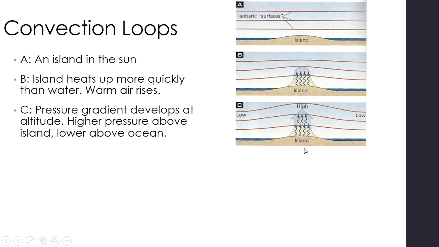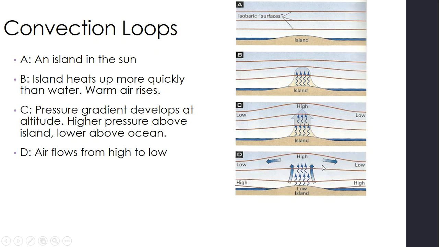This is going to create a pressure gradient at altitude. So you're going to have higher pressure above the island and lower pressure above the ocean from this uneven heating and this warm air rising. So again, because of this difference in pressure, you're going to have air flowing from high to low. So again, air is going to rise up and then be pushed out and want to go over to the area of low pressure.